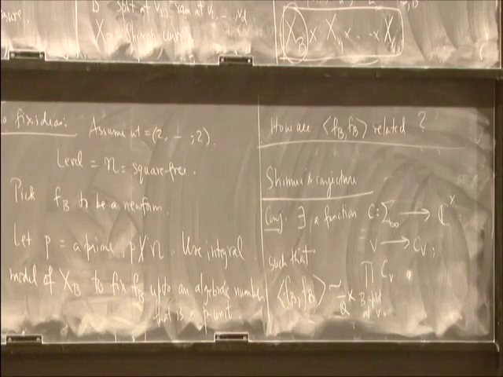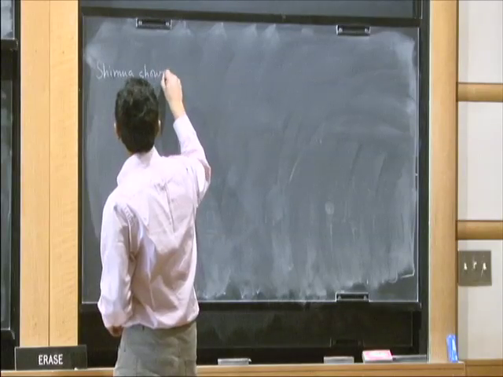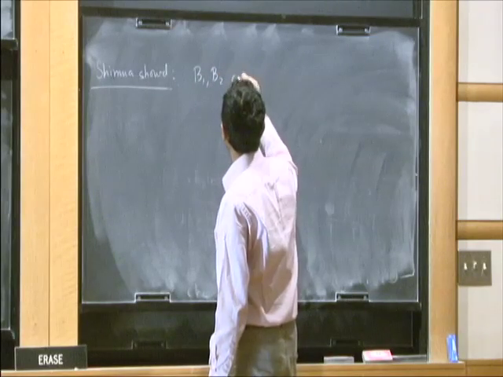Okay. So Shimura was able to prove part of this. Shimura in fact showed, for example, that if B1 and B2 are complementary quaternion algebras.